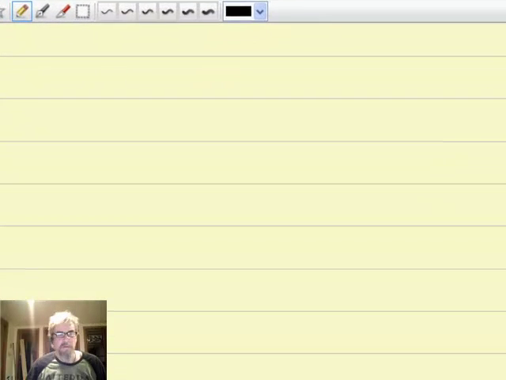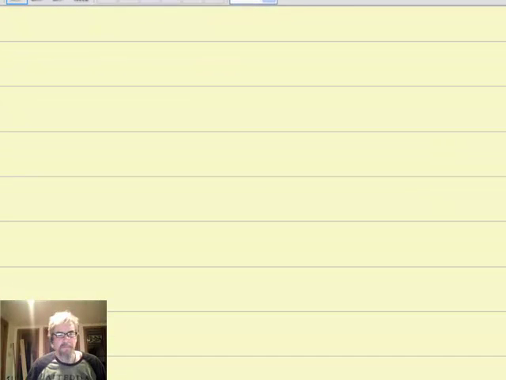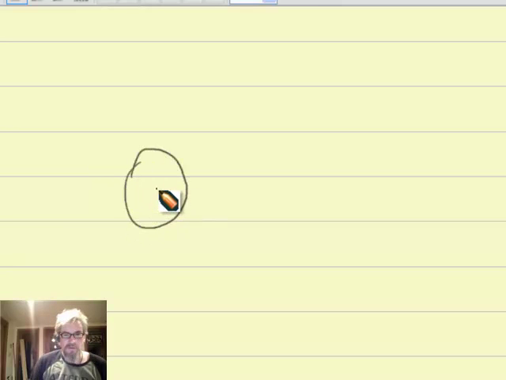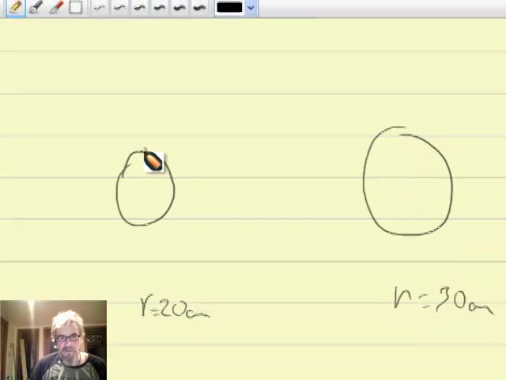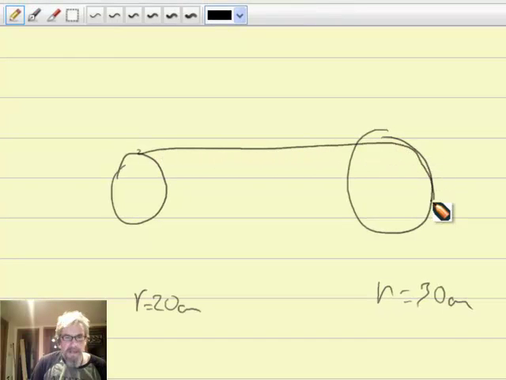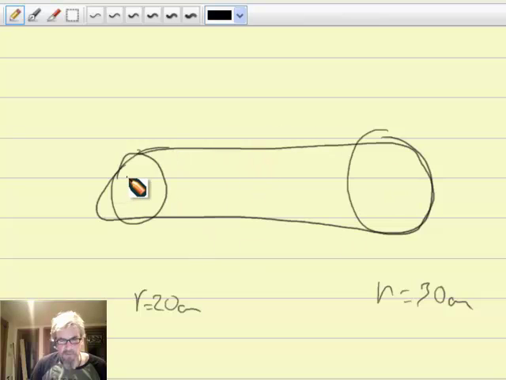Let's draw a picture of this situation. Here is a pulley. This is my 20 centimeter pulley. Radius is 20 centimeters. And this one's a little bit larger. The radius here is 30 centimeters. And there's a belt that connects the two. So this belt runs around this pulley, and it's a continuous belt. And if this is moving here and this is moving here, the question is, what's the torque on this 30 centimeter pulley?